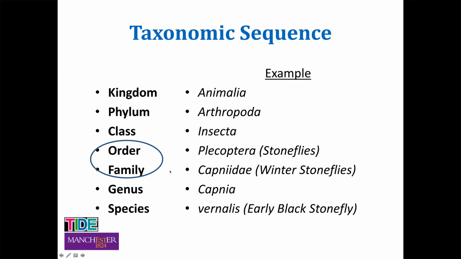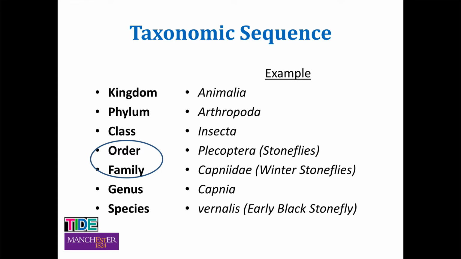Very often, most of us don't have the experience and the expertise to identify something down to species level. Some of these organisms are very, very difficult to identify. Luckily, most times, you'd only have to identify it down to order and family. And in fact, in our lab exercise, we'll mostly only go down to order.